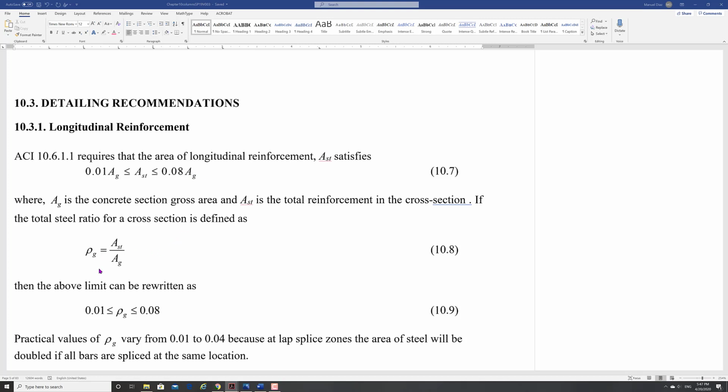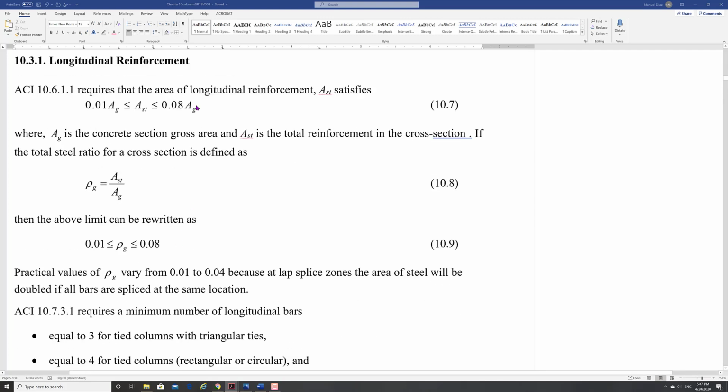You can write this in terms of rho g, not rho but rho g, meaning that you're going to use the area of steel divided by the gross area of your column, not b times d. So that's the difference between rho and rho g. You're using the gross area of your column here, so you can write it in terms of that too, right? You can use the reinforcement ratio, or you can use the area, and so on.